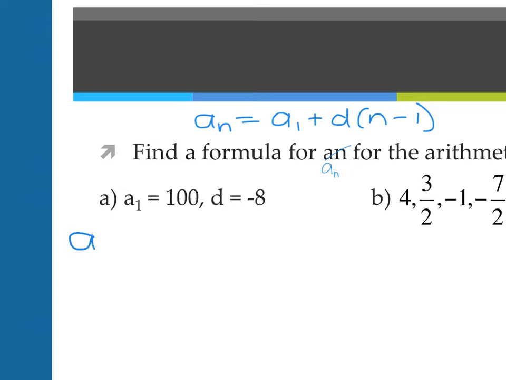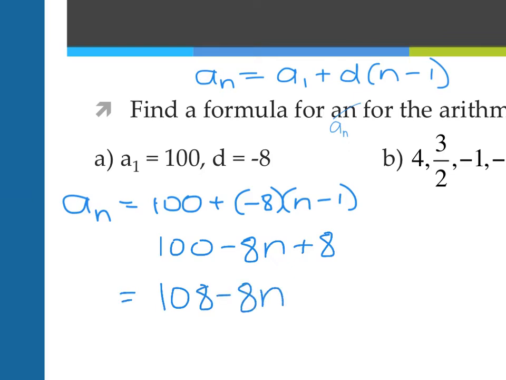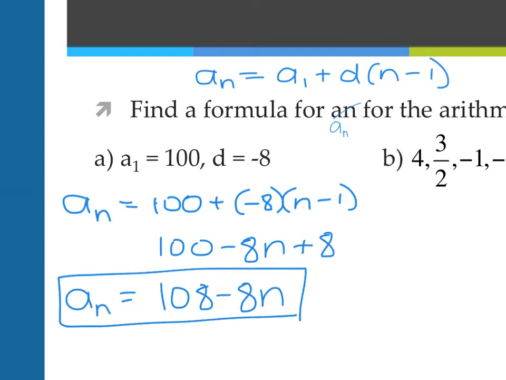So I would say a sub n equals a sub 1, which is 100, plus a negative 8 times n minus 1. And then you want to simplify it. So distribute the negative 8 and combine your like terms. And there's your equation for a sub n for an arithmetic sequence.